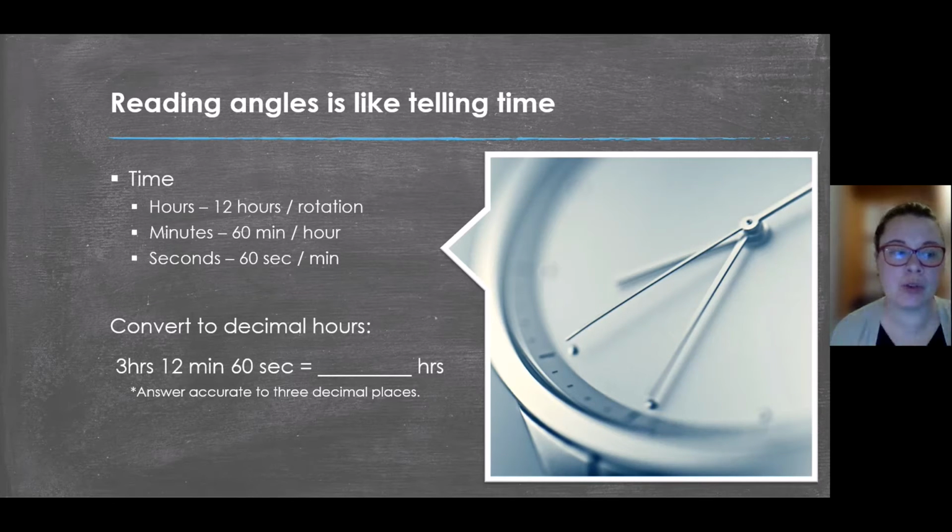All right, so if you think of time, when we think about degrees, minutes, and seconds, it's going to make it very easy for you to remember. So remember for time that on a clock, there's 12 hours in a single rotation. There are 60 minutes in 1 hour, and there are 60 seconds in 1 minute. Now, using this information, I think most of us would be able to convert 3 hours, 12 minutes, and 60 seconds into a decimal number of hours. How do you do that?